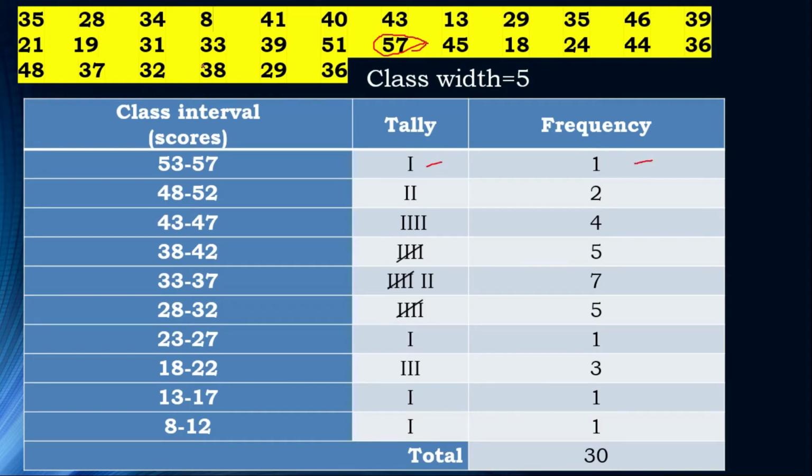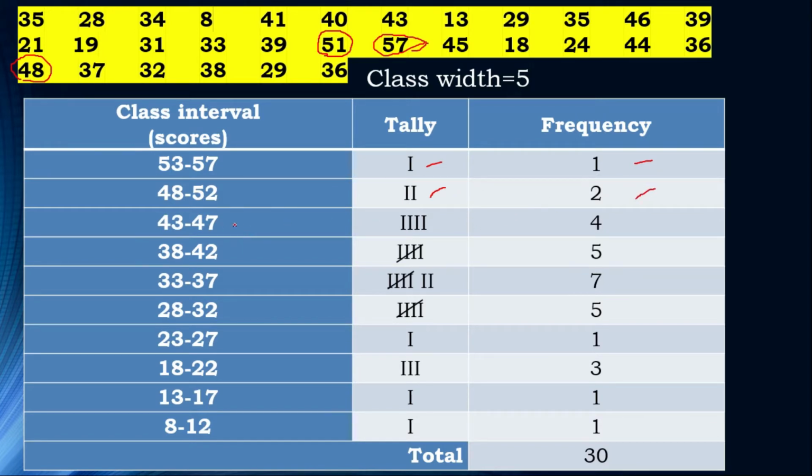How about 48 to 52? Tingnan natin. So, meron tayo ditong 48. We have here 51. Kunin din natin yan kasi nasa loob siya ng ating class interval na 48 to 52. Ano pa? Meron pa ba? So, wala na. So, ilalagay natin sa tally natin, dalawang line. Ayan. At isulat natin 2.